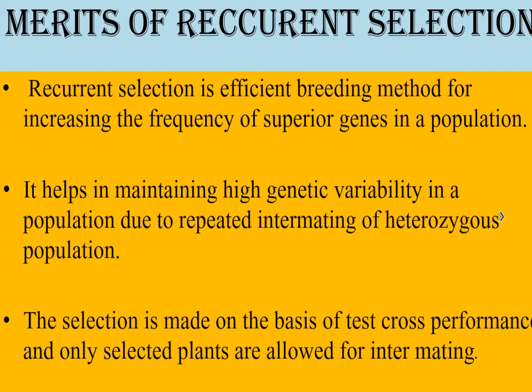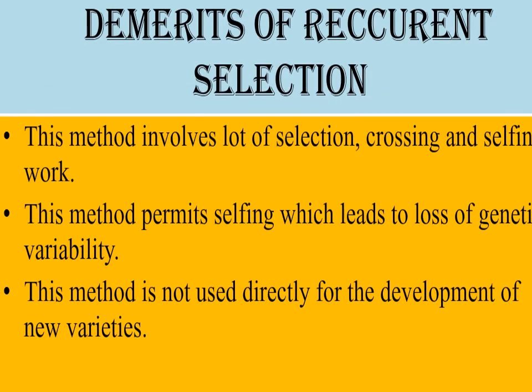Merits of recurrent selection. Recurrent selection is an efficient breeding method for increasing the frequency of superior genes in a population. It helps in maintaining high genetic variability in the population due to the repeated intermating of the heterozygous population. The selection is made on the basis of test cross performance, and only selected plants are allowed for intermating. Demerits of recurrent selection. This method involves a lot of selection, crossing and selfing work. This method permits selfing, which leads to the loss of genetic variability. This method is not used directly for development of new varieties.